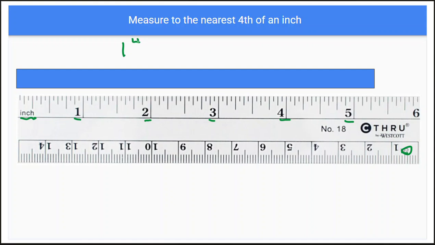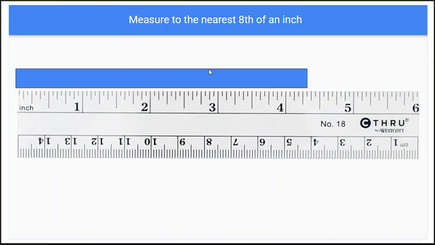1 and 4/16. All right, that's correct, but we can simplify 4/16. I can divide this by 4, and I can divide this by 4. 4 divided by 4 is 1. 16 divided by 4 is 4. So 1 and 4/16 really equals the same thing as 1 and 1/4. That would be a good answer.